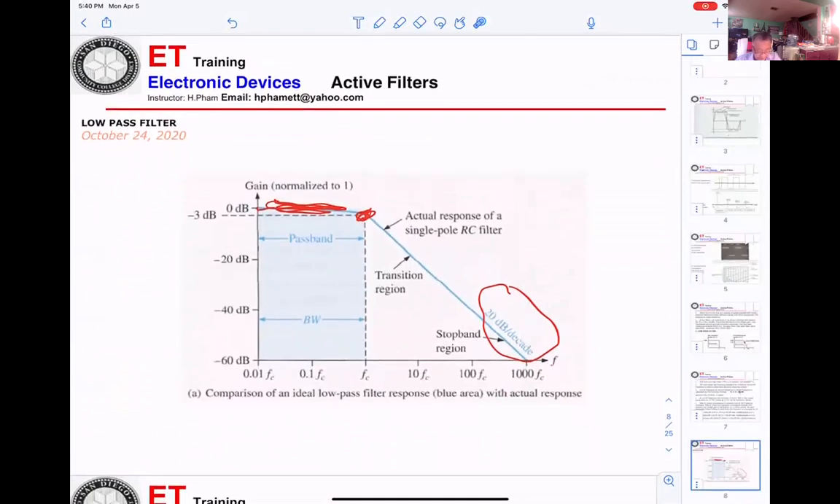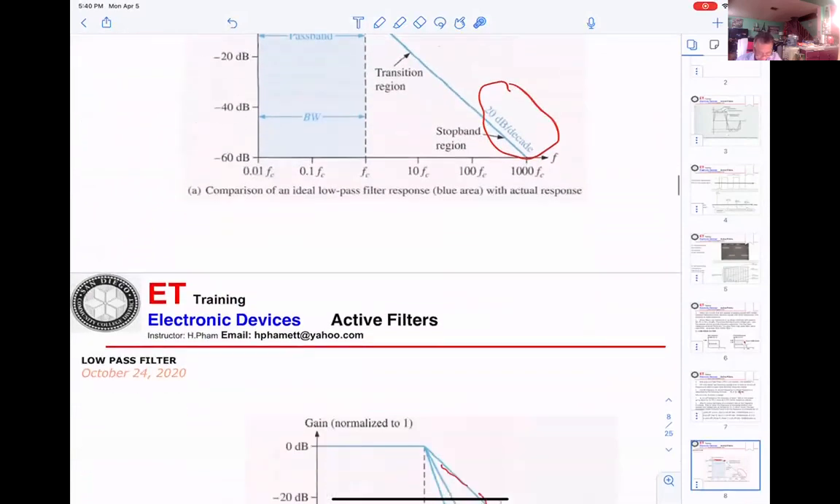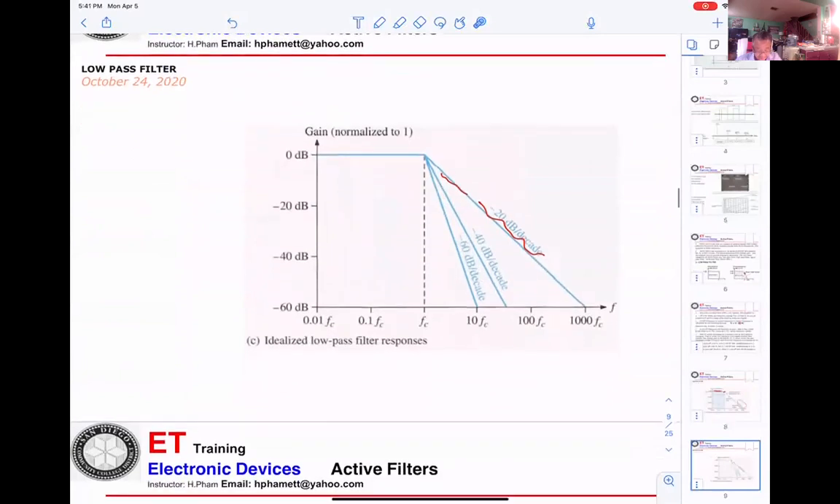This just gives you a little more detail on the low pass filter. Now you can see this is displayed for the one pole, two pole, and three pole. The ideal is right here, and minus 60 dB is closest to the ideal. That means it's much better, going down at 60 dB per decade.